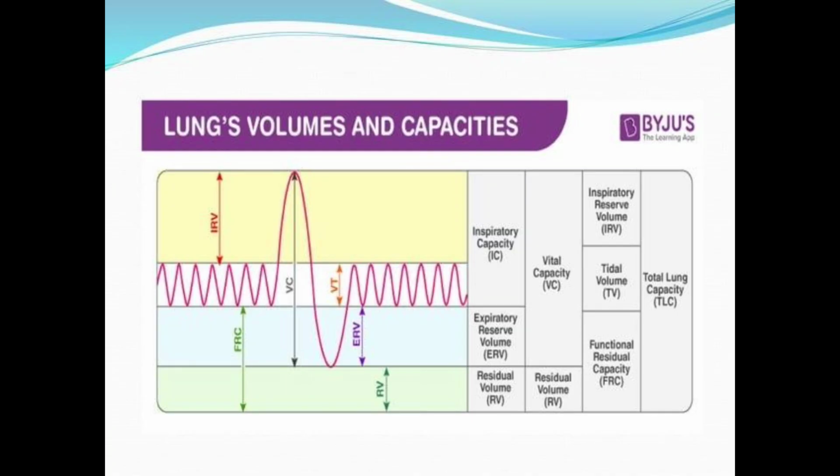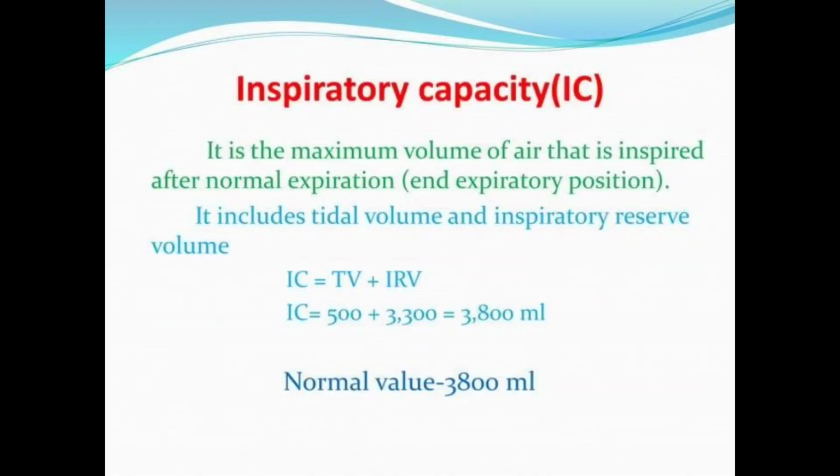Next one is the total lung capacity. Total lung capacity means the inspiratory volume, vital capacity, tidal volume, and next the functional residual capacity. This overall comes under the total lung capacity. It is totally 6000 ml.